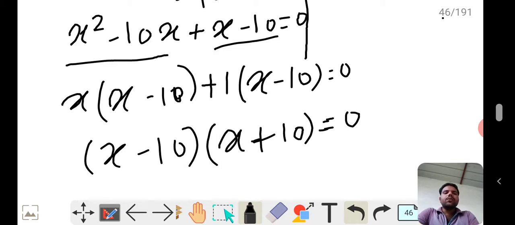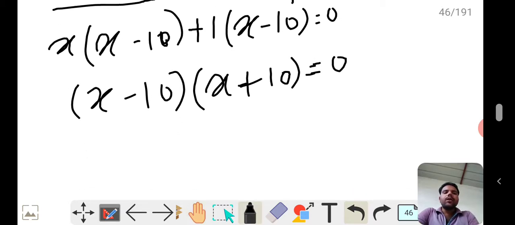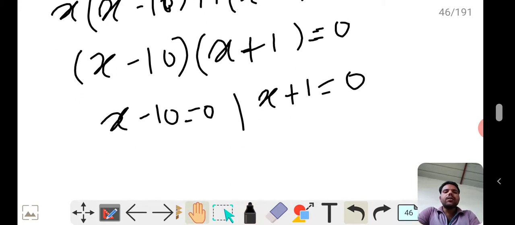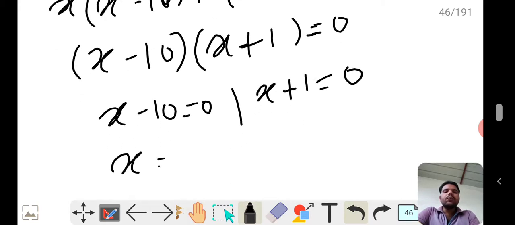Now from this we have x minus 10 is equal to 0 or x plus 1, sorry, here it is x plus 1 only, not 10. So x plus 1 is equal to 0. So from this we will get x is equal to 10 or x is equal to minus 1. So this is the solution for our third case.